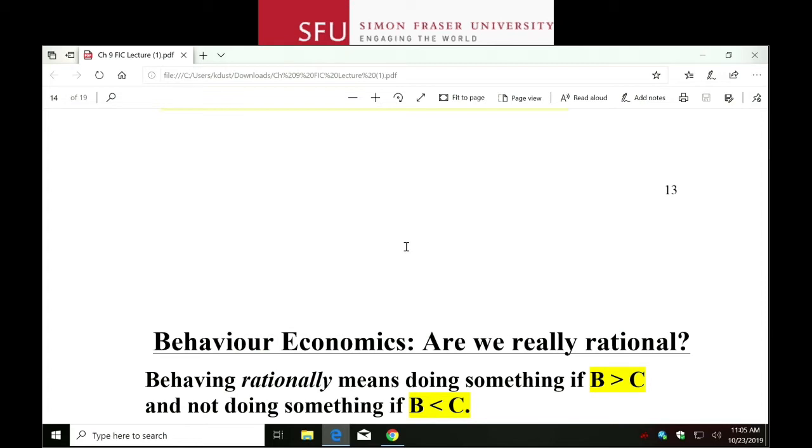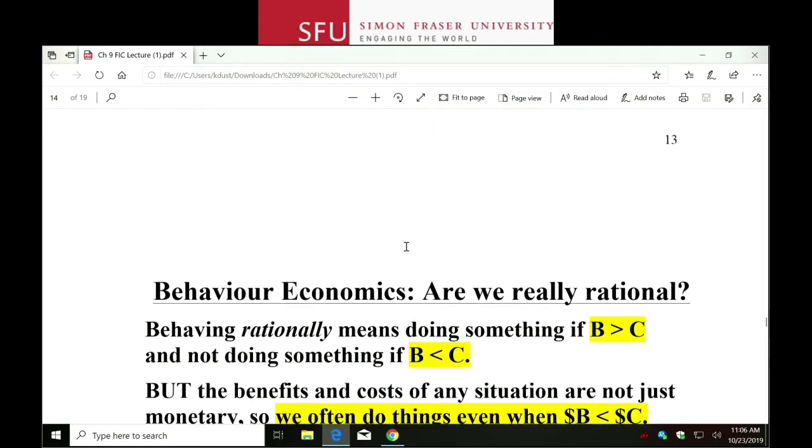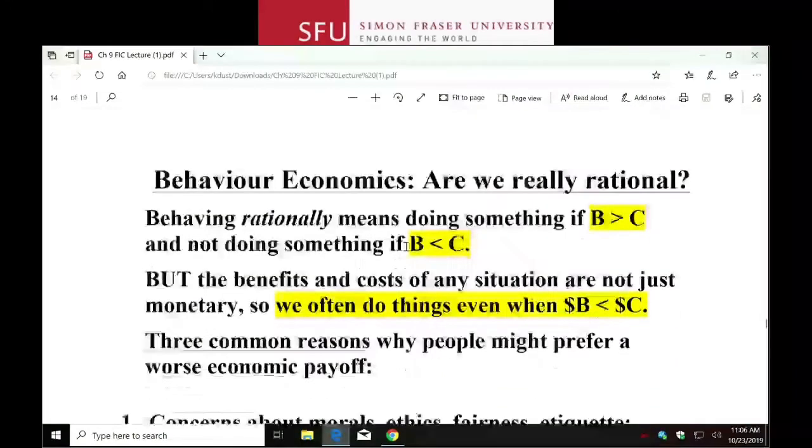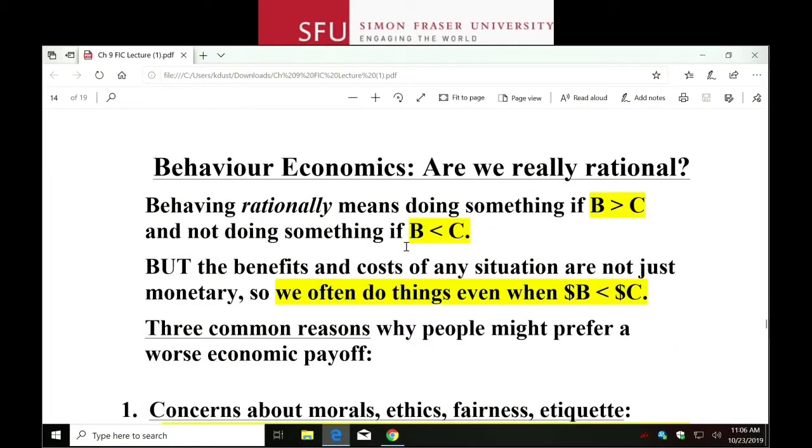Okay, so often this is going to be not the case. So first we're going to talk about monetary costs and benefits. So the benefits and costs are not just monetary. So often we do things even when the monetary benefit is less than the monetary cost. So this is what we'll talk about first.